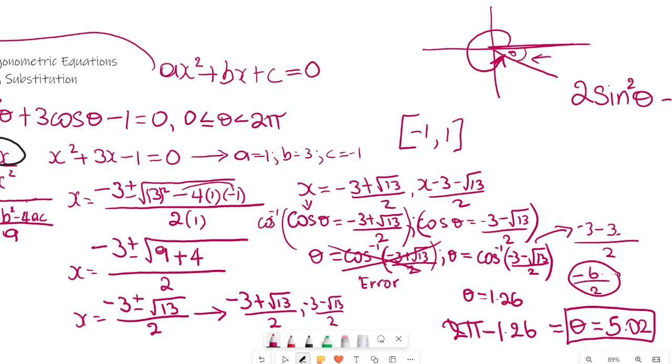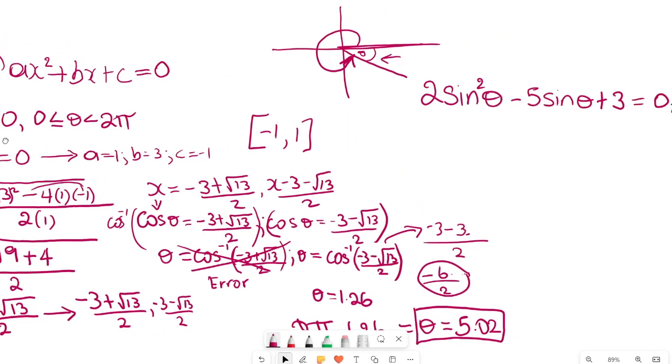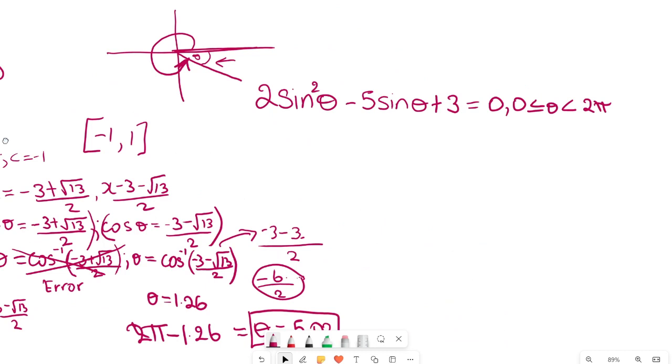Now, let's look at another question that we can use the substitution method to solve. Here we have 2 sine squared theta minus 5 sine theta plus 3.